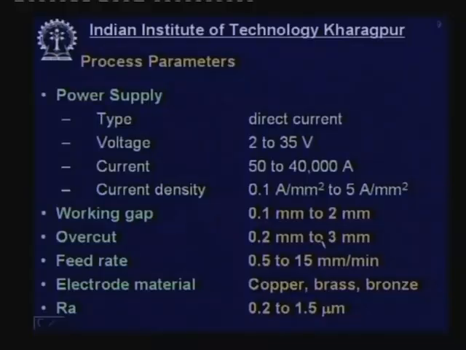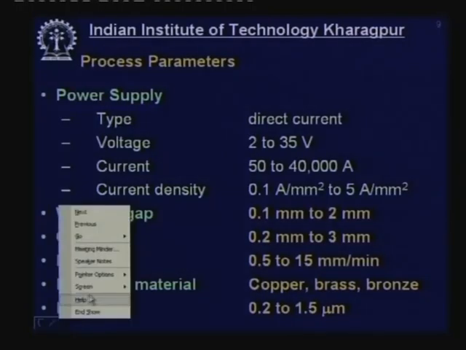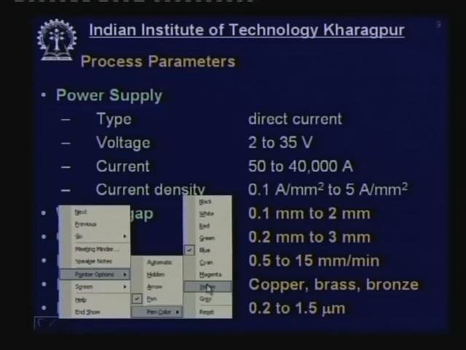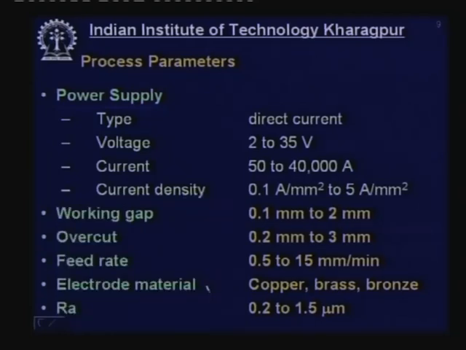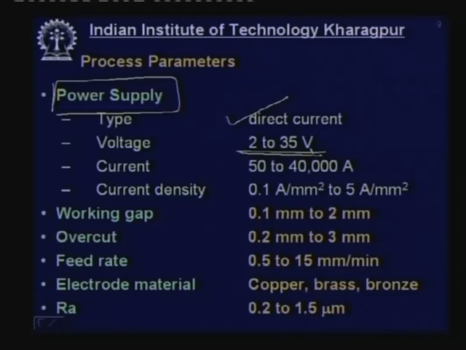As we said, one of the major items in electrochemical machining is the power supply. That means what kind of power we are going to give. Generally DC power would be given. We have already identified it is a low potential, the voltage applied is rather low, around 2 to 35 volts.